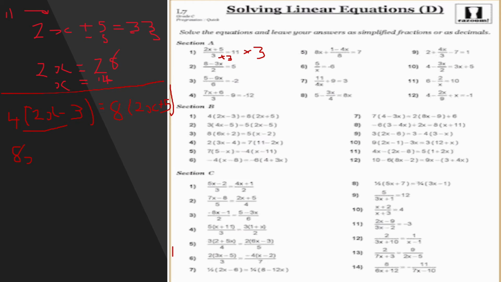So I've got 8x minus 12 is equal to 16x plus 40. I'm now going to bring the 8x over to this side, and I'm going to bring the positive 40 to the left hand side, making sure that I balance it respectively and being careful with my signs. So 16x minus 8x is going to be 8x, and then I've got minus 12 minus 40, which is minus 52, I believe.